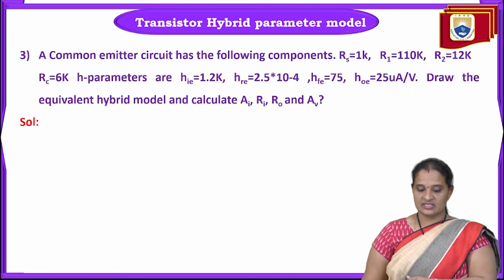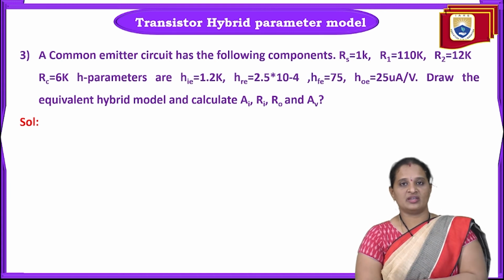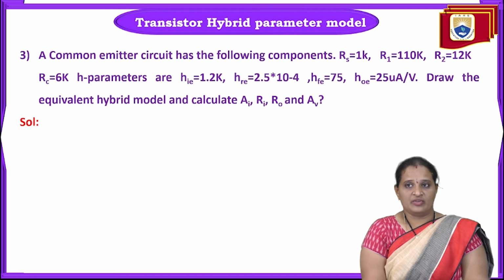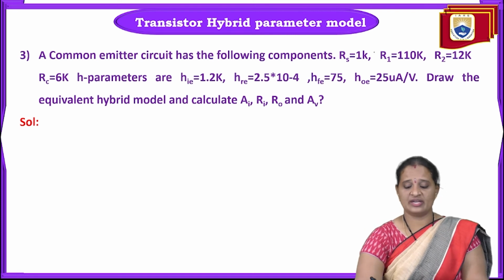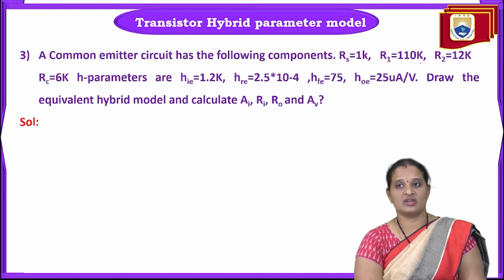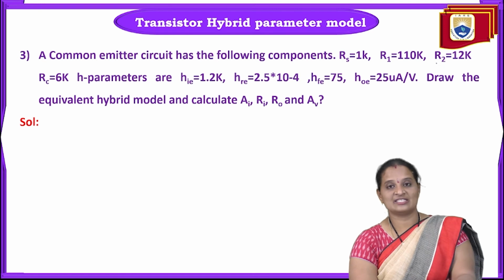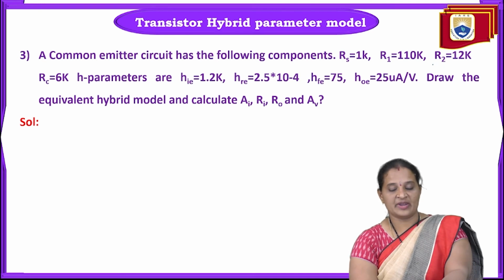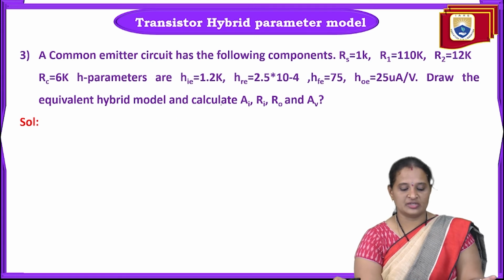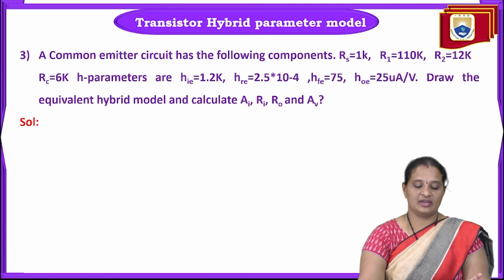Okay, now the next thing is another case where we don't have any other resistors and all. So now this is one more kind of problem we have here. So Rs is equal to 1 kilo ohms, and R1 is 110 and R2 is 12 kilo ohms. RC is 6 kilo ohms. H parameters are given here, and draw the hybrid equivalent circuit, the equivalent hybrid model, and calculate this one.